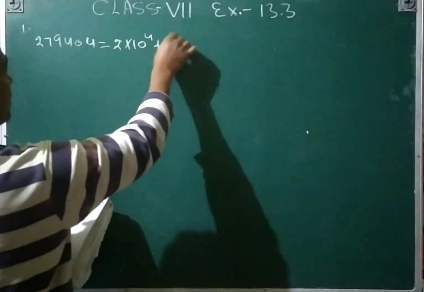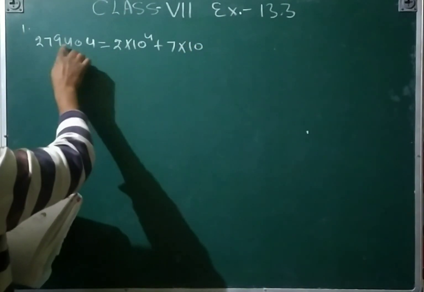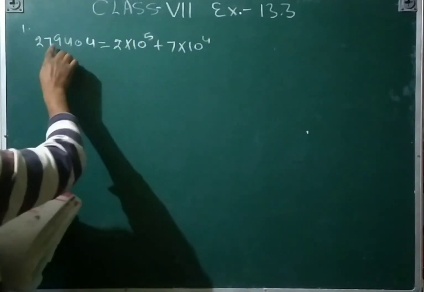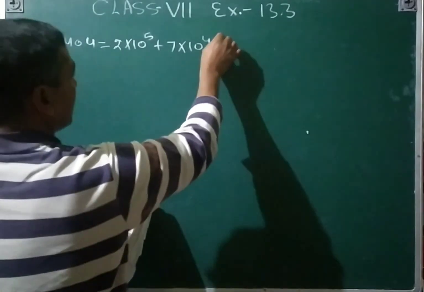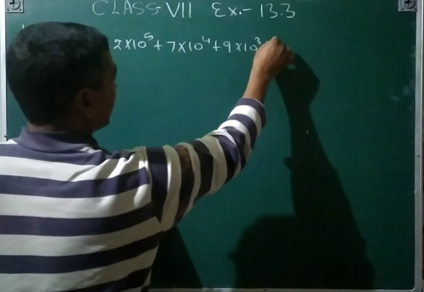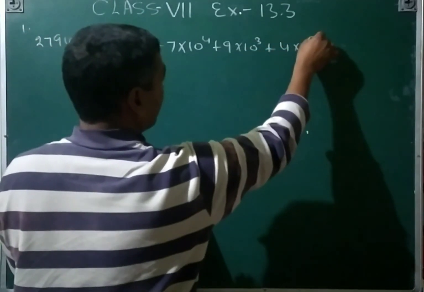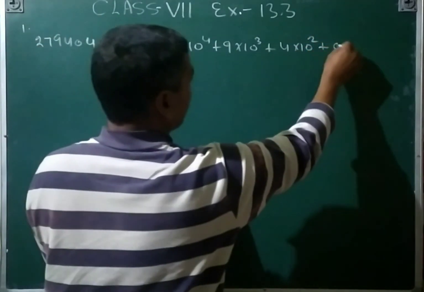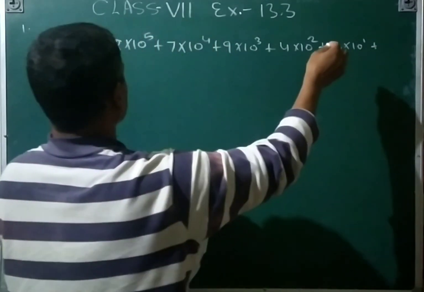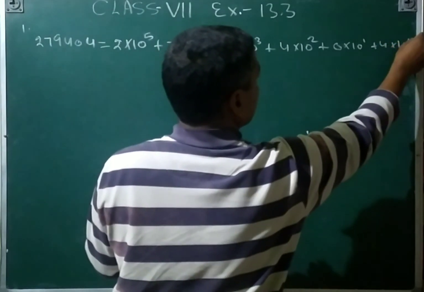Plus 7 into 10, after 7 there are 1, 2, 3, 4 digits, so that is power 4. Here it will be 5 digits, after 2 there are 1, 2, 3, 4, 5 digits. And then plus 9 into 10, that will be power 3, plus 4 into 10 power 2, plus 0 into 10 power 1, plus 4 into 10 power 0.